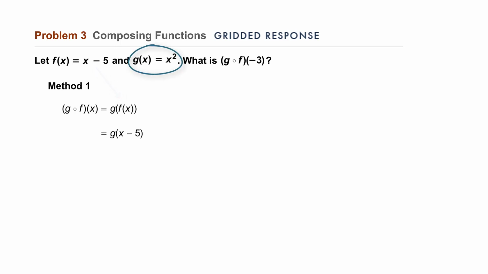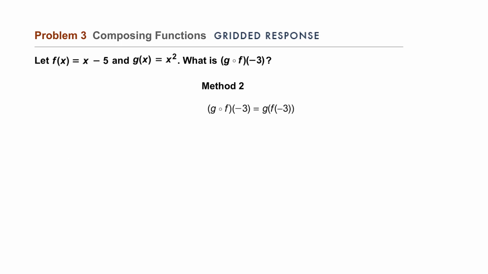Now g of x is its input squared. So we'll take x minus 5 and square it. Now g of f of negative 3, our given input value in this problem, will equal that same expression, but with negative 3 in place of x. So negative 3 minus 5 squared. Simplifying, that's negative 8 squared, or 64.